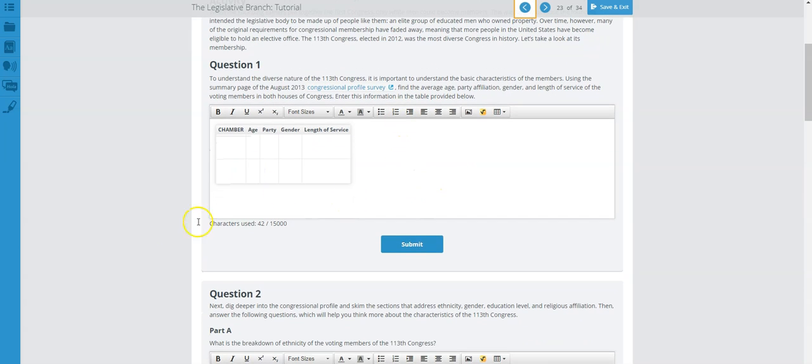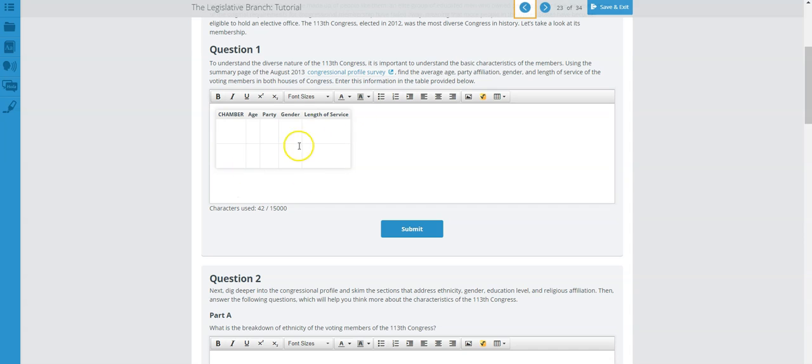So in order to answer this question here or these parts here in this table, you need to click on the Congressional Profile Survey link, and that should get you the answer. For example, it may be the Senate: the average age, the party, was it obviously male, female, and how long have they been in service? 6 years, 2 years, 4 years, 12 years, whatever it may be. And you need to do the same for both the Senate in this case and the House of Representatives. And that should take care of this part right here.